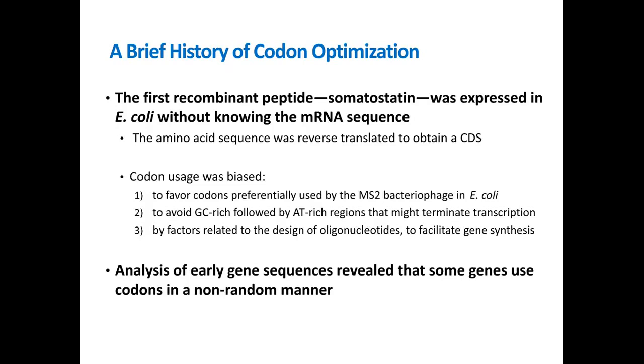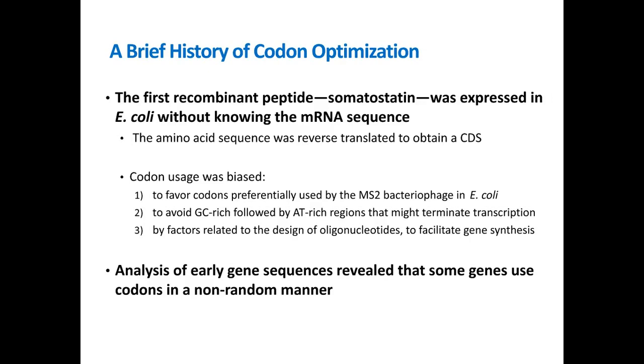They used codons that were preferentially used by the MS2 bacteriophage. They used codons that would avoid having GC-rich regions followed by AT-rich regions that might terminate transcription. And they used codons that allowed them to generate oligonucleotides that would make the gene synthesis easier.